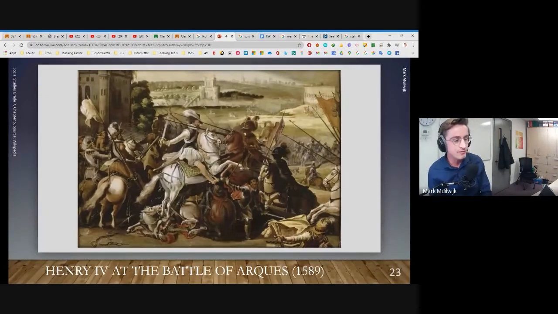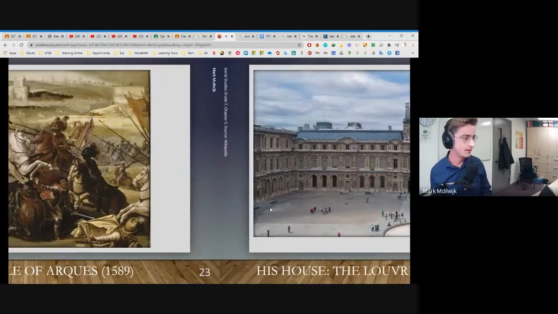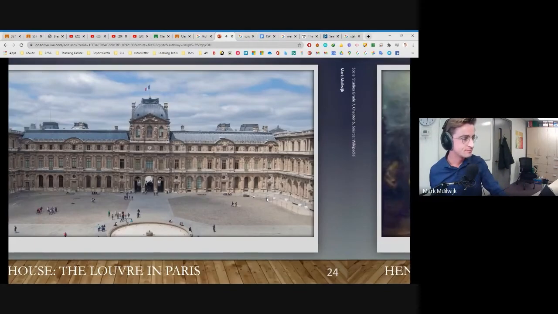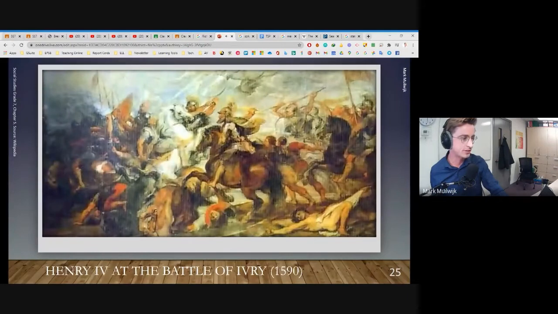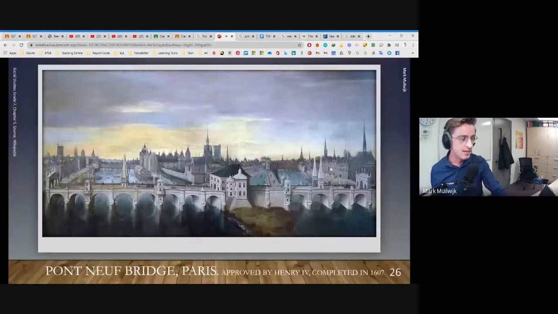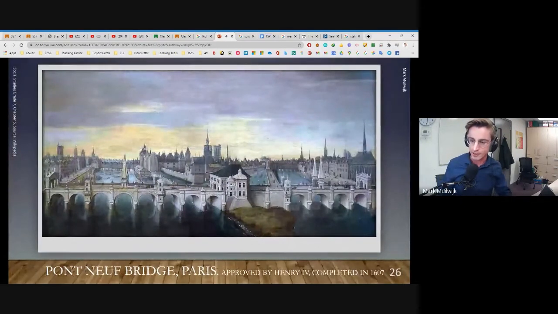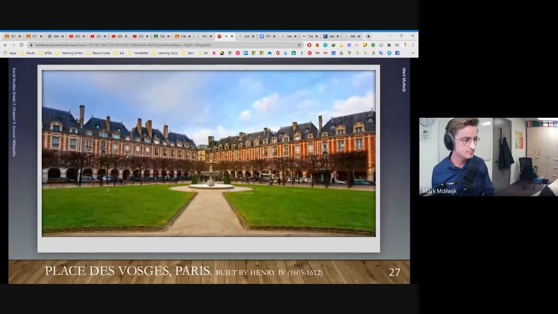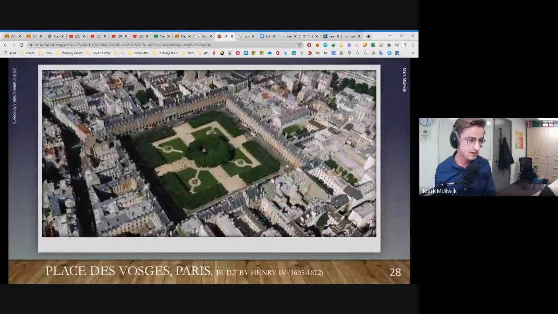Here you see Henry IV at the Battle of Arques in 1589, and look how gloriously he is portrayed. He was a man of great wealth and great influence. This is his house. He lived in the Louvre in Paris. It's fairly large. Here we see Henry IV at the Battle of Ivry. Another valiant fight. Henry paid for this bridge in Paris. It still stands today, and it's quite beautiful. He paid for this little garden. I think it's a rather famous garden.